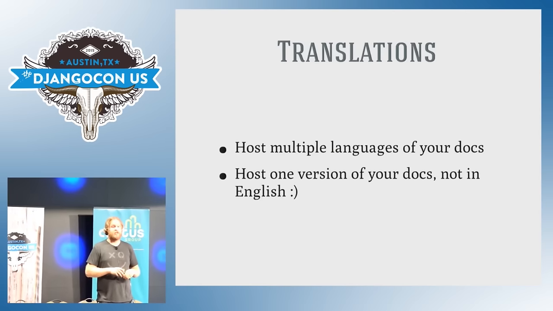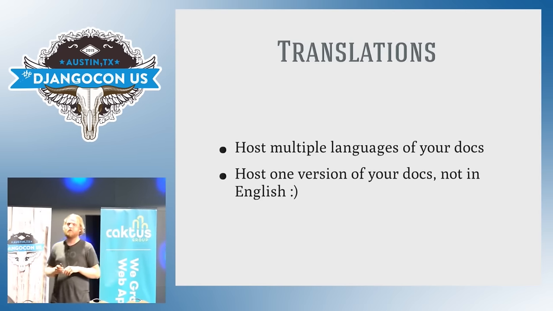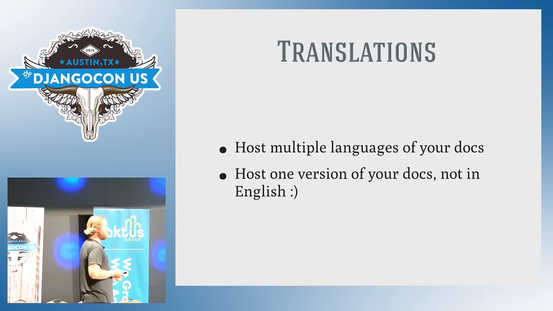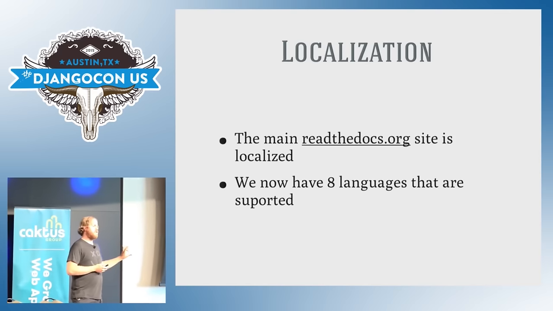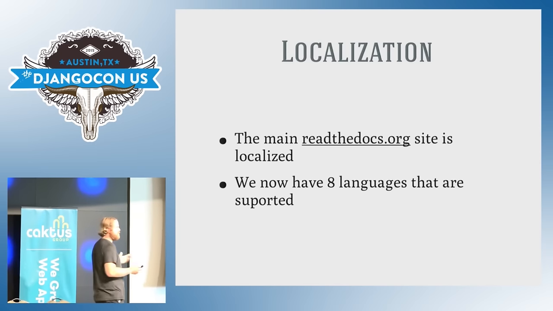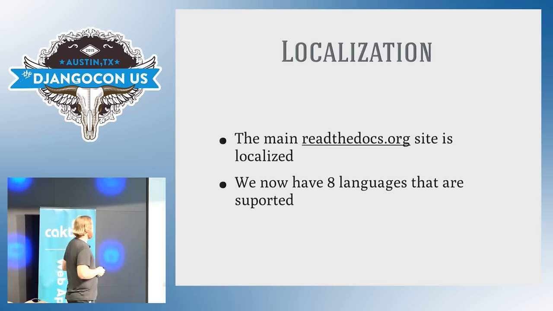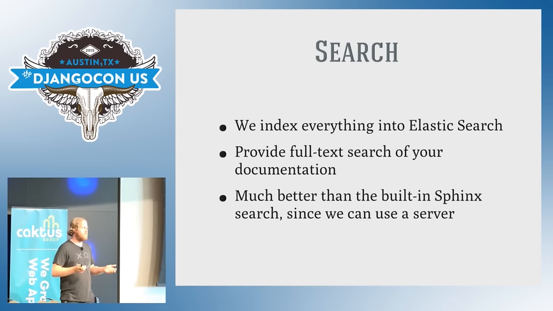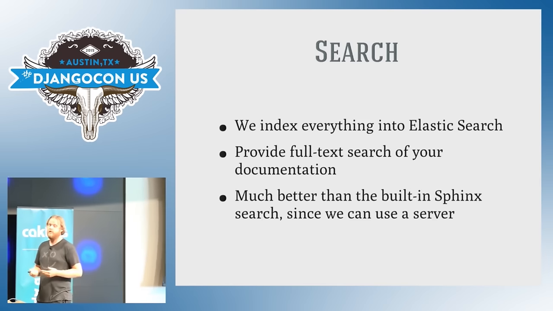We do translations. Sphinx will generate gettext output that you can use with something like Transifex or anything else like this that allows you to translate your docs, which is cool. Localization as well. ReadTheDocs.org is localized into, I think, 10 different languages. So if you go to the site in China, it's presented in Chinese, which is kind of cool. Oh, I said 8 there, so that must be the real number. Search. We use Elasticsearch for everything. It's amazing. We index every document that we host, so you can search across all of them.